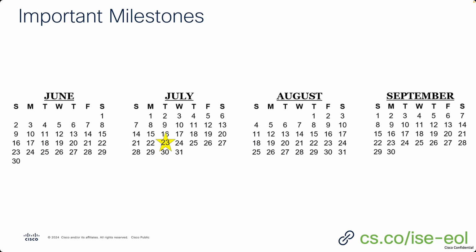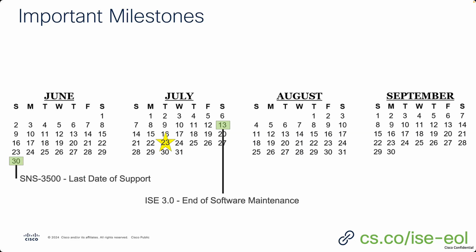And this is today. On June 30th itself, the SNS 3500 appliances got an end of support. July 13th is when we got an end of software maintenance on 3.0. So no patches, no fixes are going to be available for the 3.0 version from July 13th onwards. Now, from September 22nd onwards, our 2.7 is going to get an end of support.